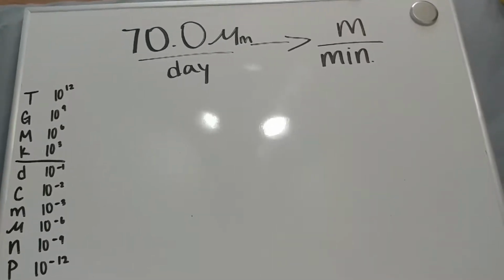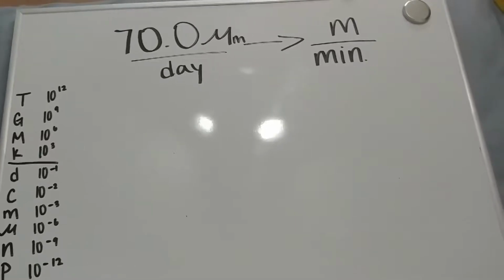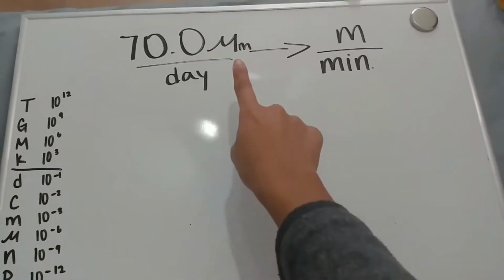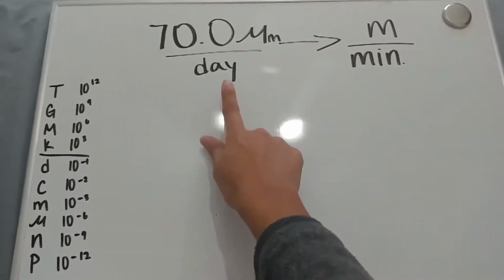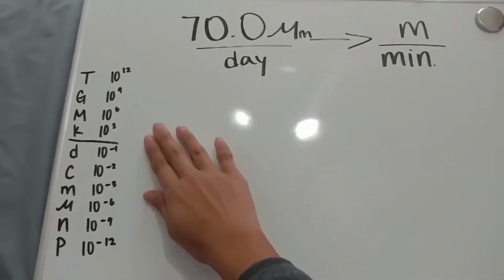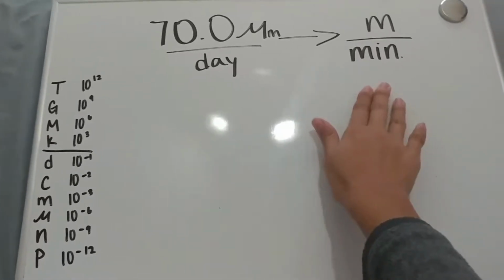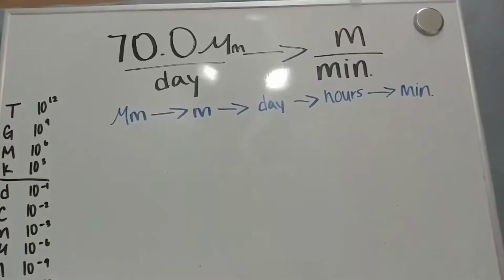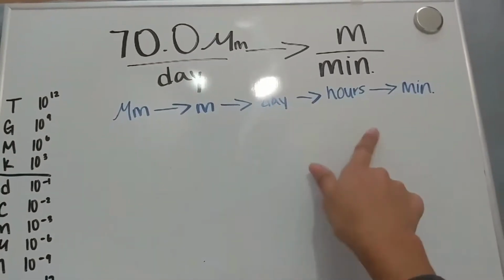Hello, so in this video I will be showing you another conversion problem, except this problem requires a few more steps because we're not only converting from micrometers to meters, we're also converting from days to minutes. And we're still going to use the unit prefixes table along with a few extra steps in order to find meters per minute.